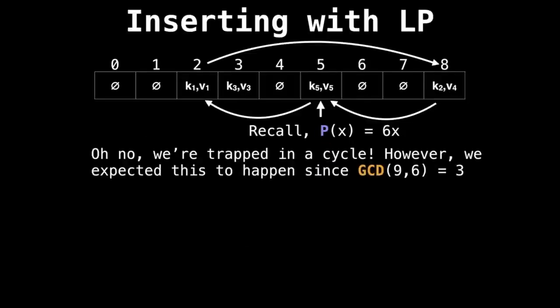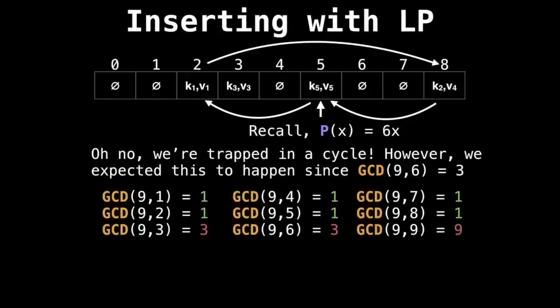Alright, so we're trapped in a cycle, but we kind of expected this to happen because we knew that we picked two numbers whose GCD was equal to 3 and not 1. So if we look at all the possible a values we could have selected instead of 6, we see that the ones that give a greatest common divisor of 1 with n, the table size, are 1, 2, 4, 5, 7, and 8, while any multiple of 3 would give us something else.